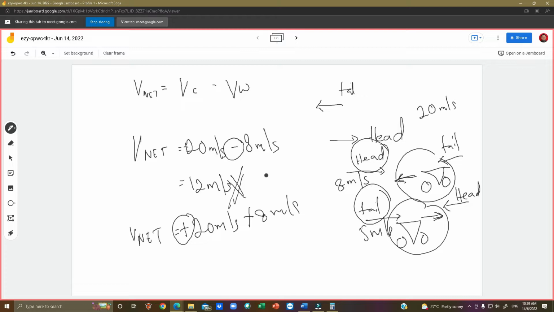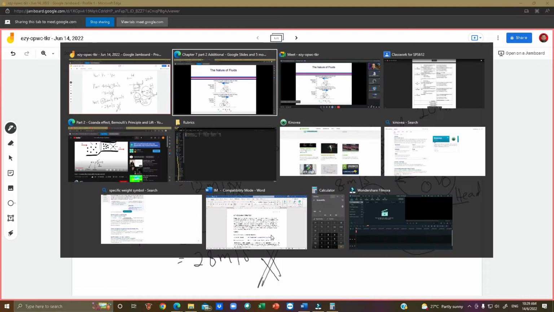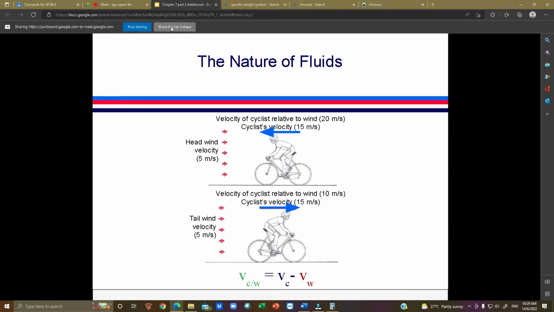Change of direction. So now, although you are cycling at 20 meter per second of effort, with the help of 8 meter per second tailwind, you are going to end up with 28 meter per second in total velocity of the system. Ni kebaikan dan keburukan fluid lah. Okay, so this is what headwind and tailwind give effect to the effort of the cycling. Ini yang pertama, nature of fluid.